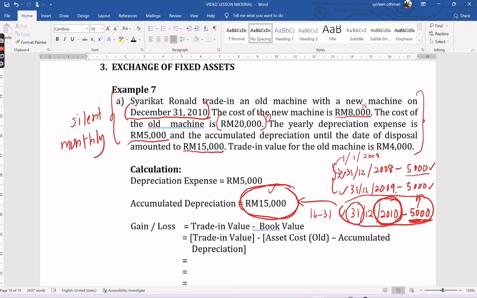Okay, so sekarang the first thing that you need to do, declare or do the adjusting entries untuk depreciation expense dahulu. Lepas tu baru dispose. Sebab you need to have this entry so that you can post the entry to your ledger and bring the accumulated depreciation to the CF balance of 15,000.